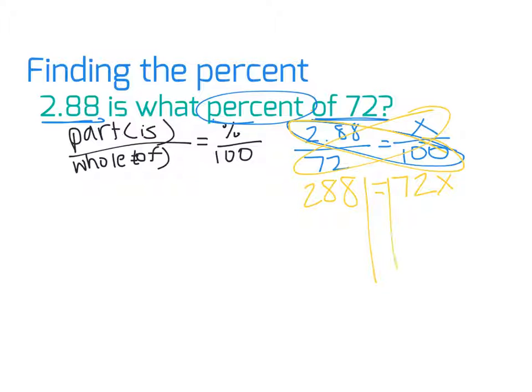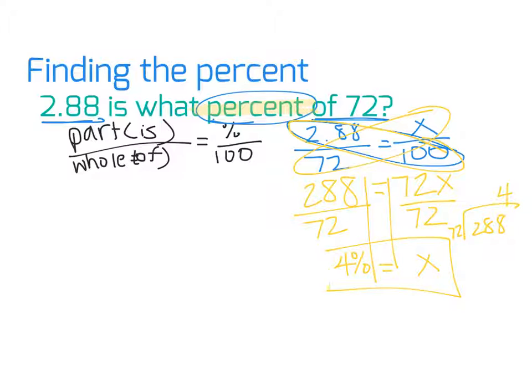From here, I'm going to go ahead and use my inverse operations and divide both sides by 72. And if you need to, remember, you can totally come out to the side, show some work, and I'm going to get 4. However, the answer to this problem is not just 4. Since it's asking me for a percentage, I want to know what percent, I am going to make sure that I include that percent sign in my answer. So my answer would be 4%.